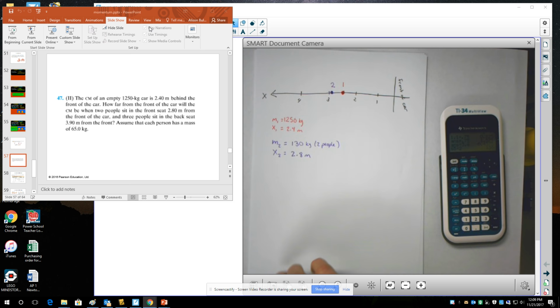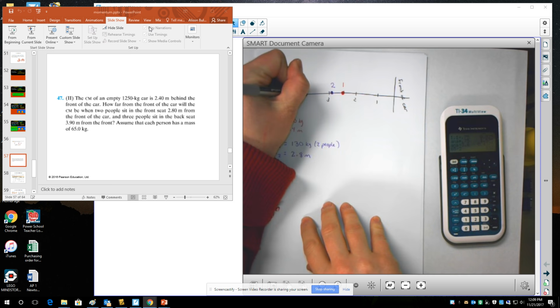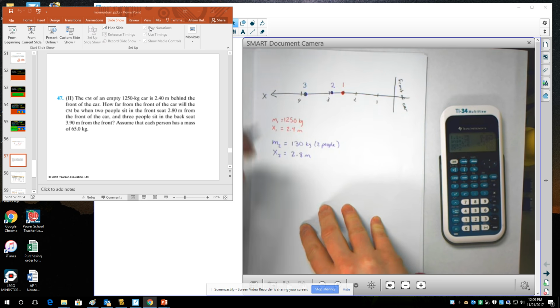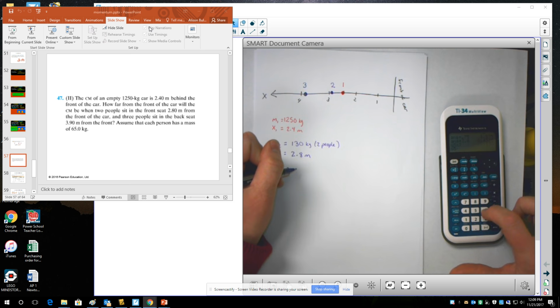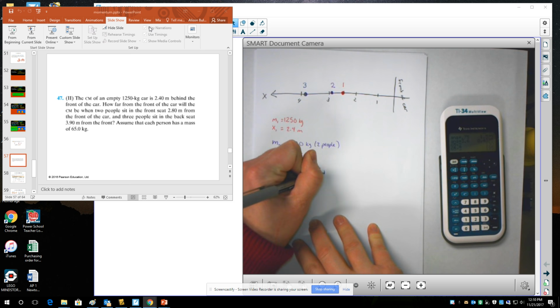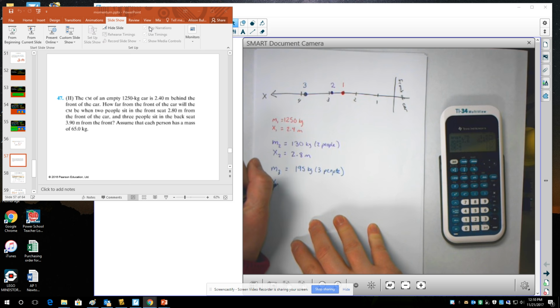Then we have 3 people that sit 3.9 meters from the front. So I've got a third mass here, which is hopefully obviously blue. That's 3. M3 is 3 people. 65 times 3 is 195. 3 people. And they are at x3 of 3.9.